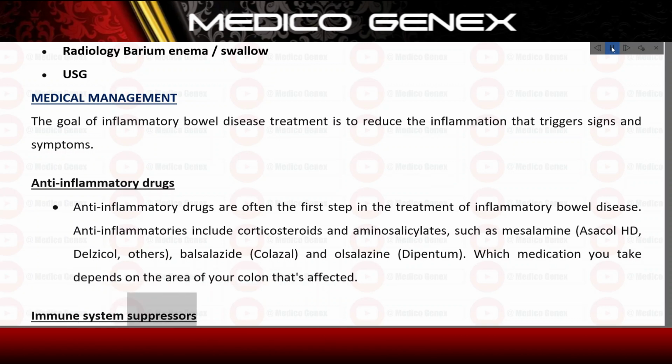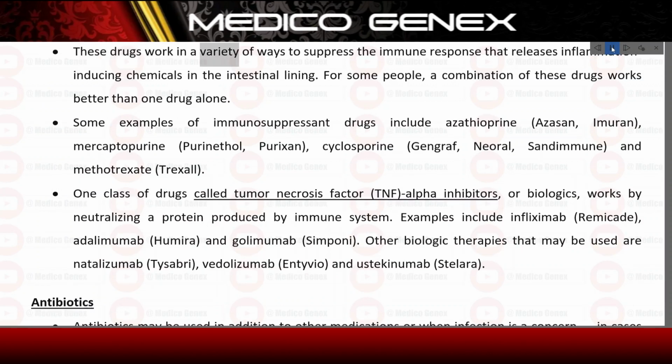Immune system suppressors. These drugs work in a variety of ways to suppress the immune response that releases inflammation-inducing chemicals in the intestinal lining. For some people, a combination of these drugs works better than one drug alone. Some examples of immunosuppressant drugs include azathioprine (Azasan, Imuran), mercaptopurine (Purinethol, Purixan), cyclosporine (Gengraf, Neoral, Sandimmune), and methotrexate (Trexall).